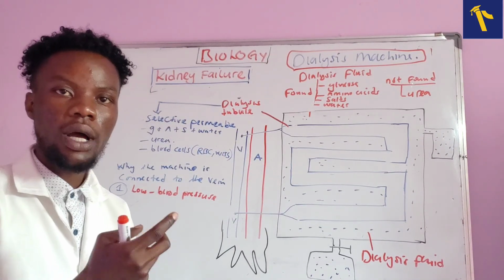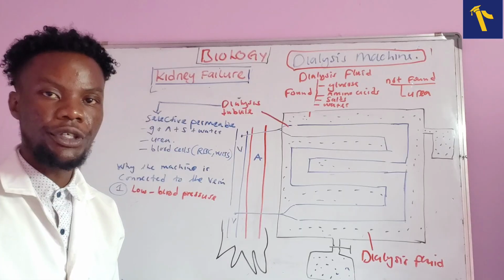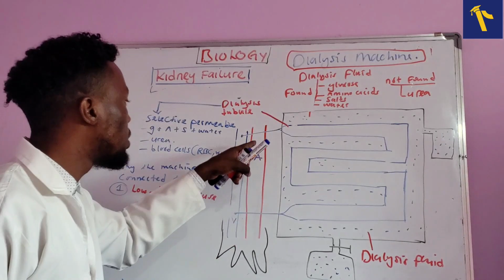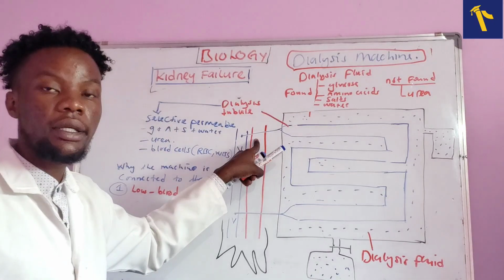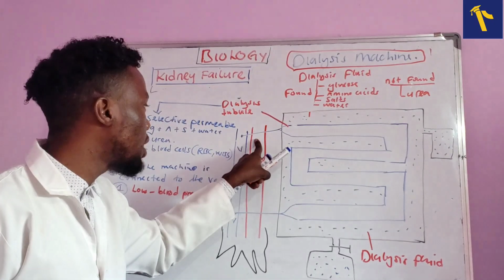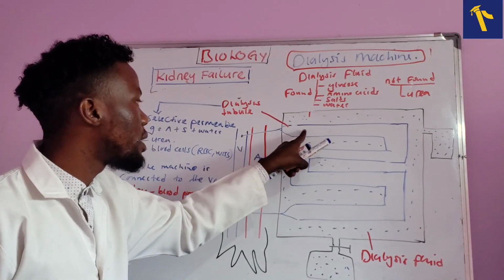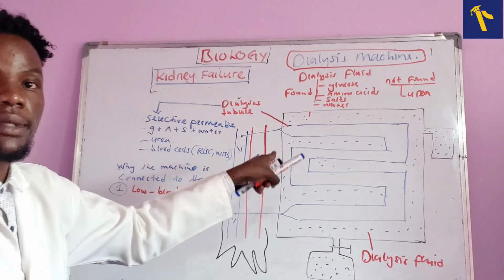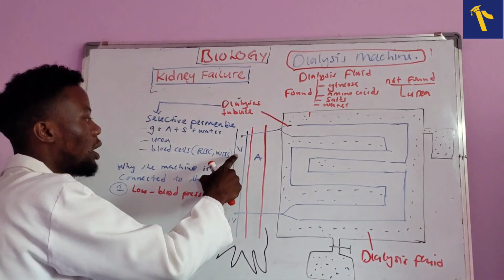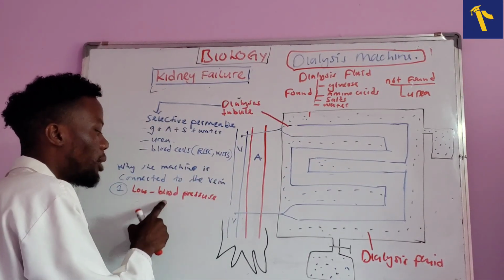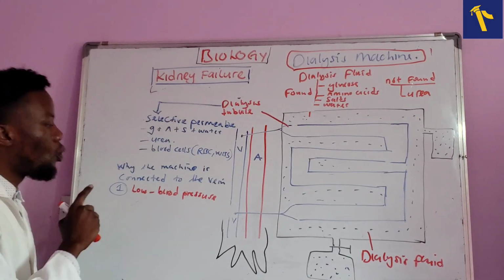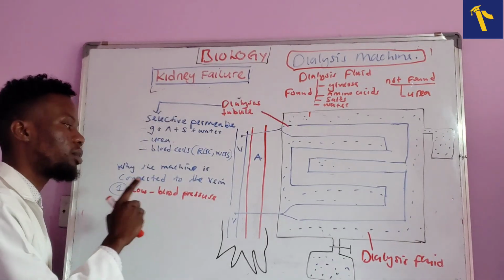Which blood vessel has got the high blood pressure? It is the artery. So the dialysis machine shouldn't be connected to an artery. Reason being, there is high blood pressure, and that high blood pressure will make sure that there is no diffusion of unwanted substances in the dialysis machine. No wonder we need to connect it to a vein with what? Low blood pressure.